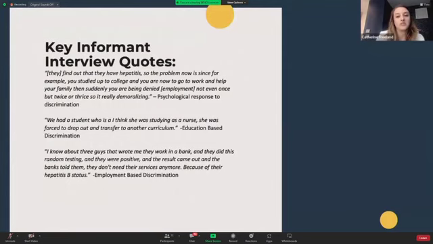Here's an example of some specific quotes that really describe the impact of discrimination. An example of education-based discrimination comes from an individual who shared, "We have a student who I think was studying as a nurse who was forced to drop out and transfer to another curriculum." Another talks about random testing and as a result being told as a worker in a bank that their services are not needed anymore because they tested positive for hepatitis B.